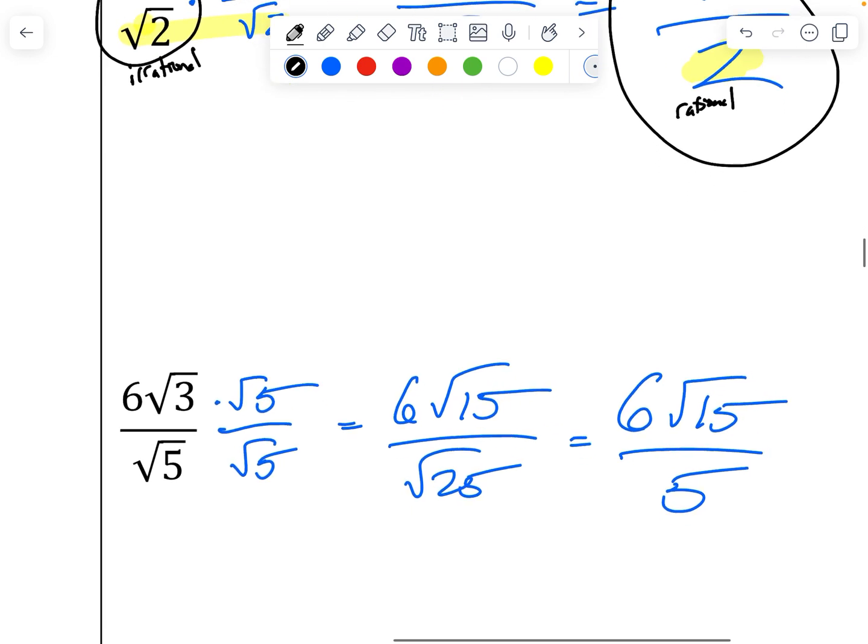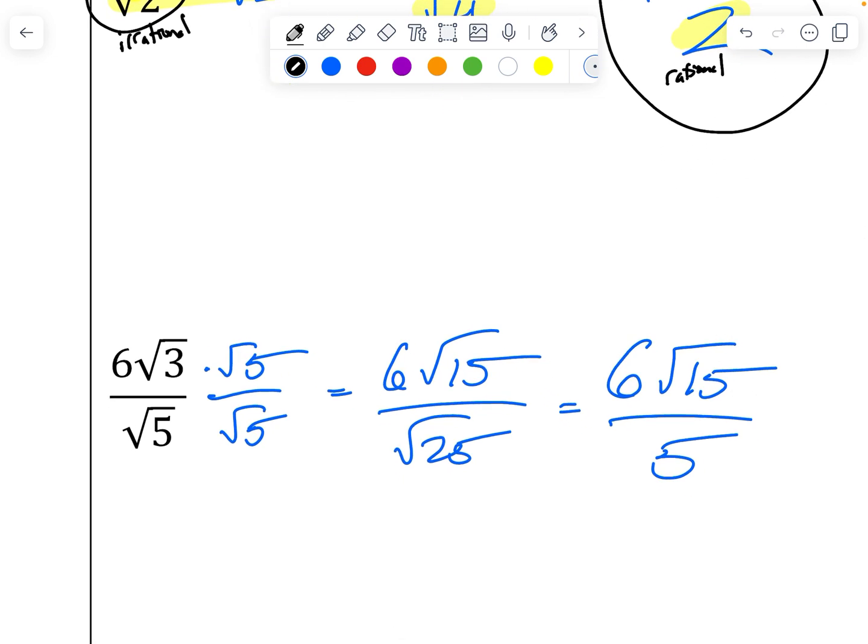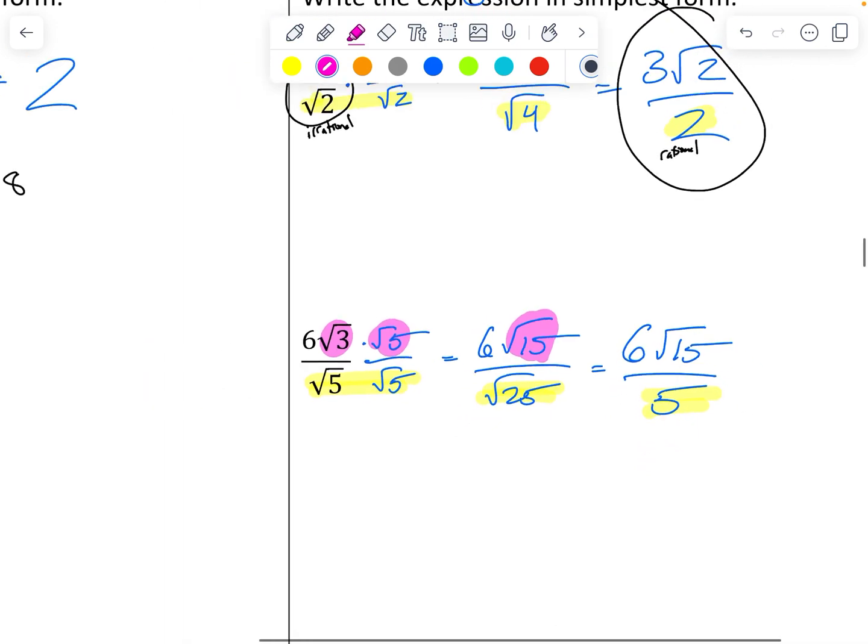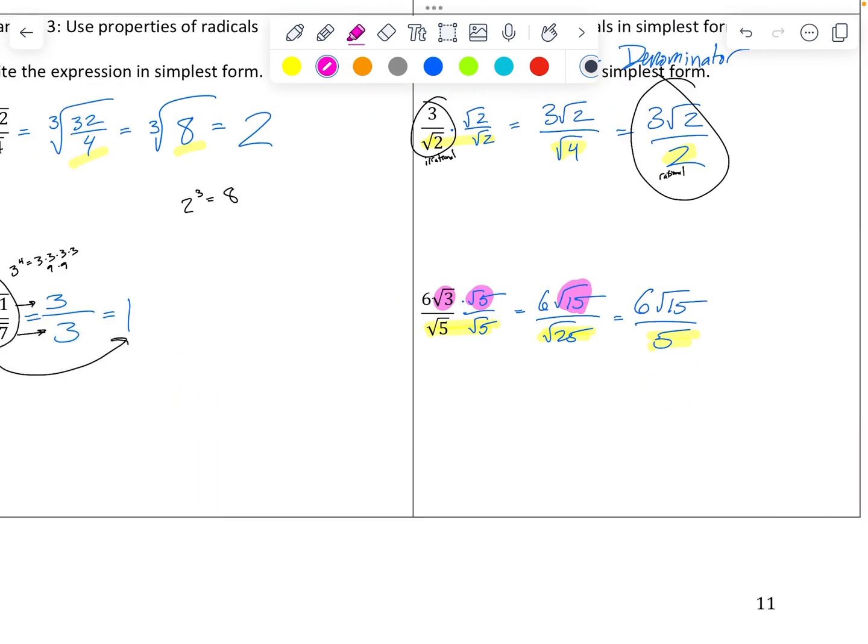Now, if we have the radical 5, let's multiply the numerator and denominator by radical 5, since that gets us to the square root of 25, or 5. In the numerator, radical 3 times radical 5 is radical 15. So 6 radical 15, and there's page 11.